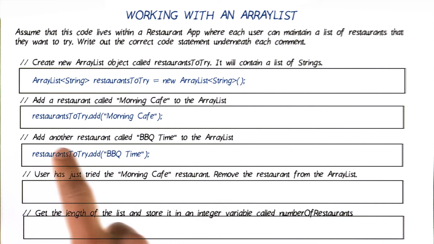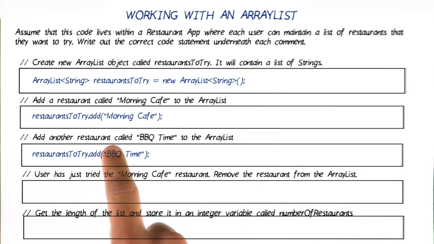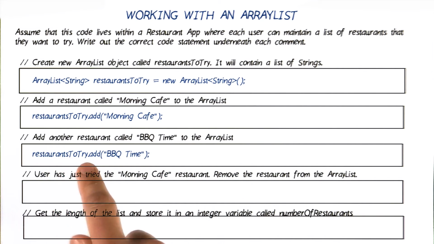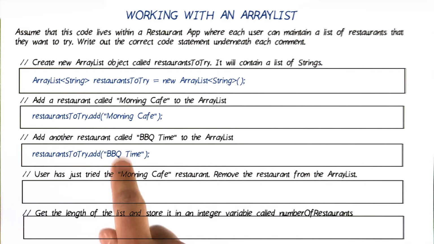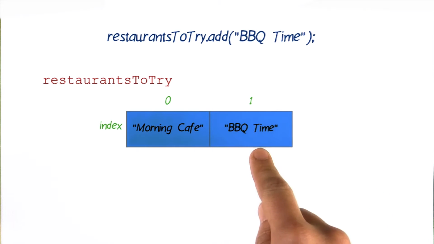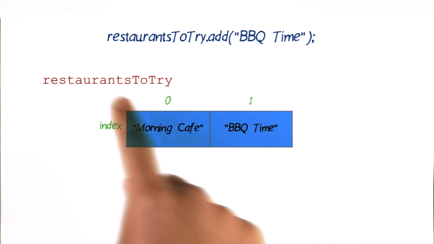All right, so now on to the third comment, asking us to add another restaurant called Barbecue Time. So the code looks really similar. We have restaurantsToTry.add, and this time it's taking in Barbecue Time as its input parameter. So here's the code again. And this time we're adding in Barbecue Time as the first index of this ArrayList.